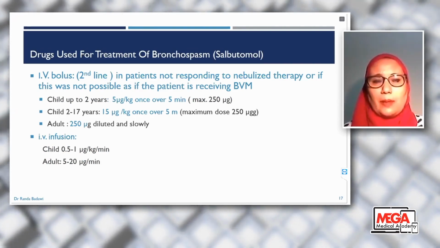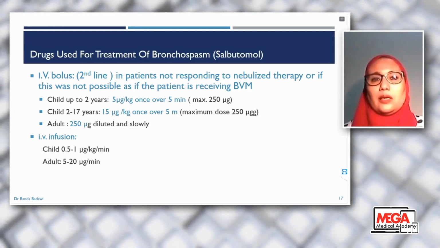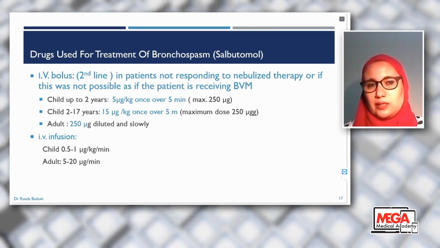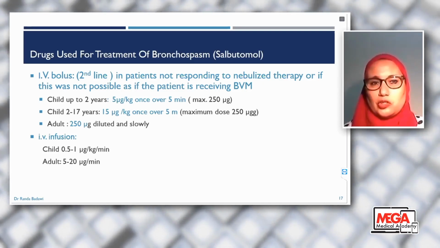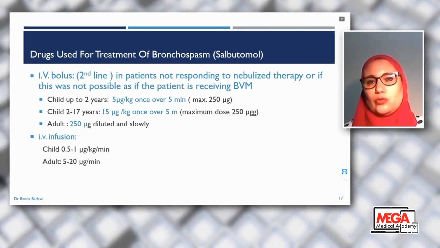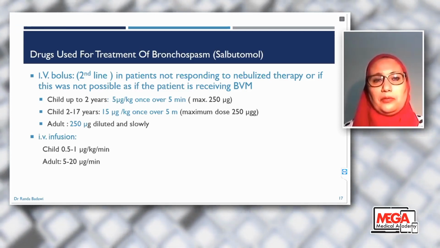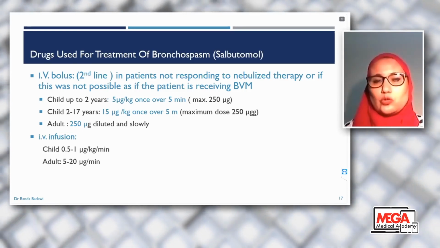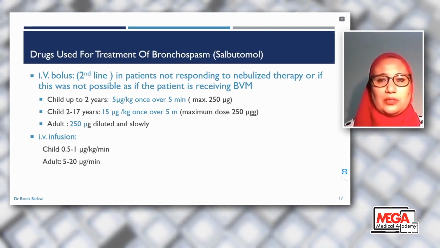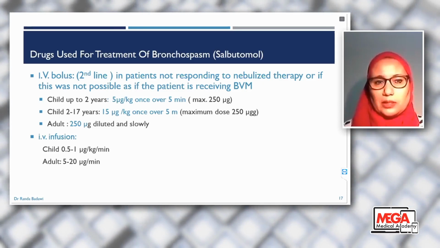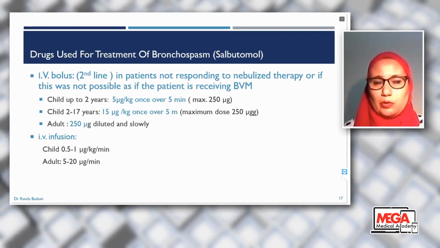For children up to 2 years, the dose is 5 mic per kg once over 5 minutes. So I give it slowly and it's once. The maximum dose for a child less than 2 years is 250 mic. If the child is 2 to 17 years old, the dose is 15 mic per kg. It's also given once. So the maximum is also 250 mic. For adults, the dose is 250 mic, and it should be diluted and given slowly.